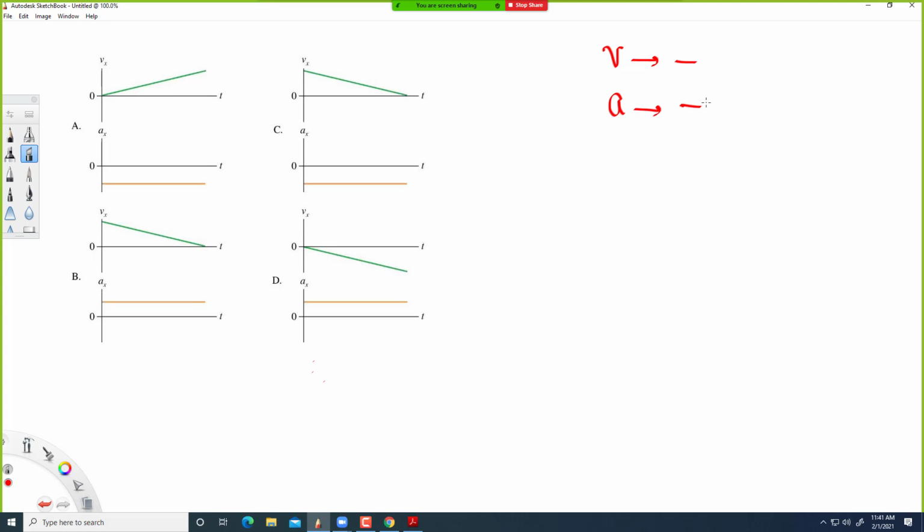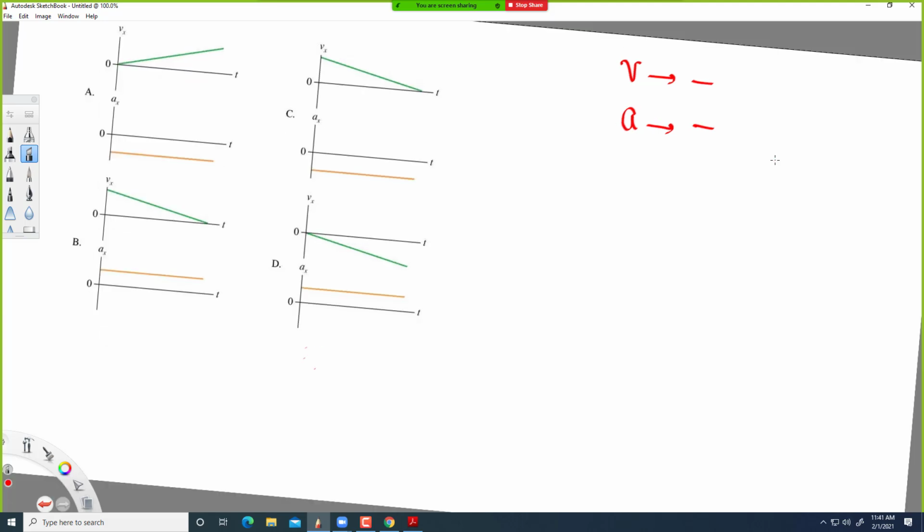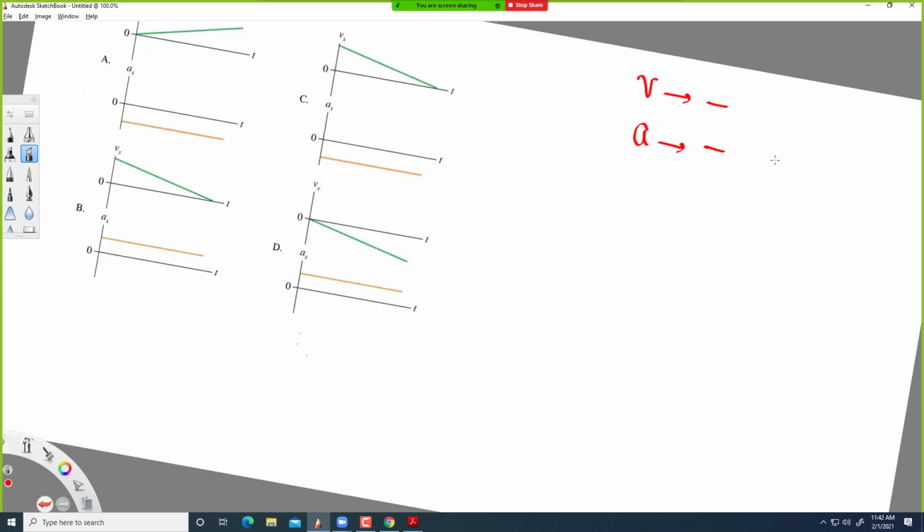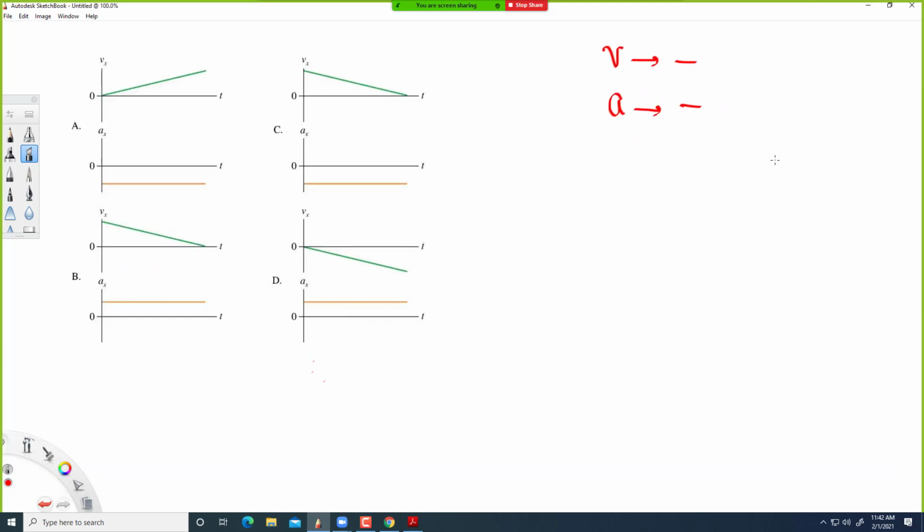On number 19? Oops. Oh, sorry, I was looking at number 20. My mistake. What happened? Okay. So I was looking at 20. Sorry, I will repeat this again. Let me erase that. I looked at the wrong question.